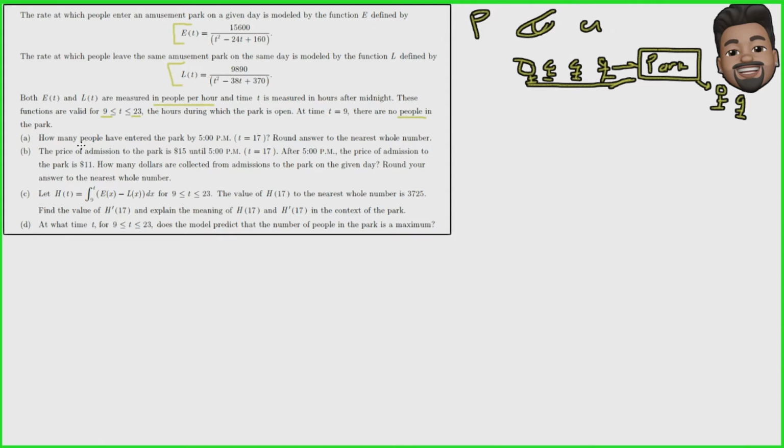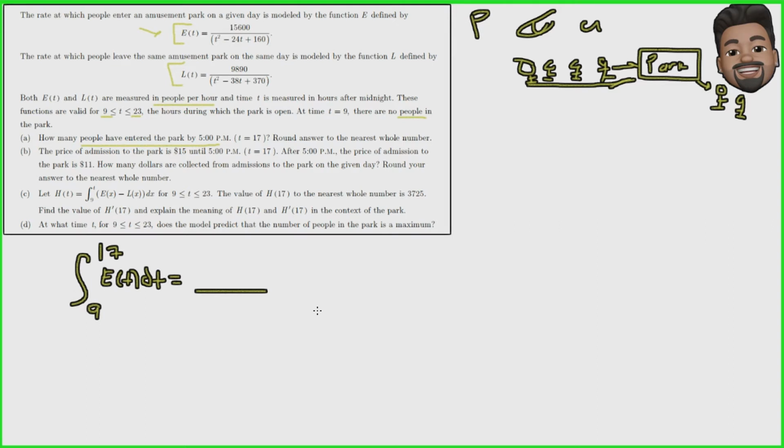How many people have entered the park by 5 p.m.? t equals 17. Round your answer to the nearest whole number. We don't care about how many people left, we just care about how many people entered. We were given the rate at which people enter, which is E of t. So if I want to find A, all I have to do is take the antiderivative from 9, that's my starting value, to 17, of E of t dt. That's it. I plug this into my calculator and I get my answer.